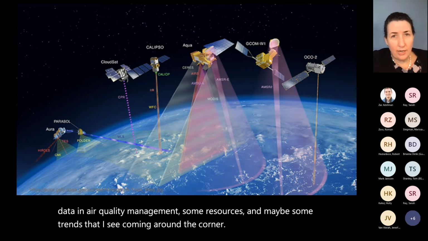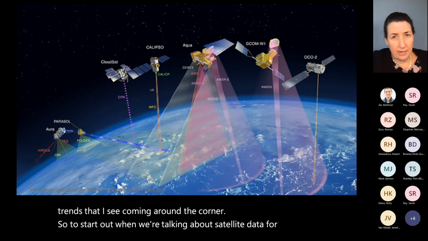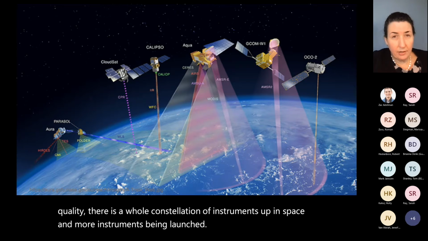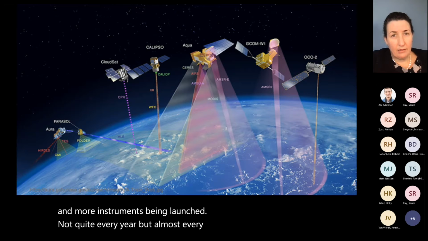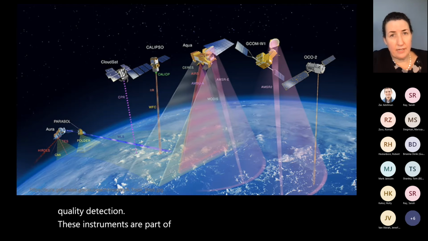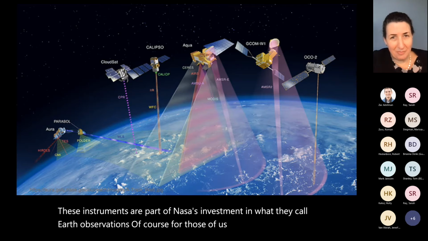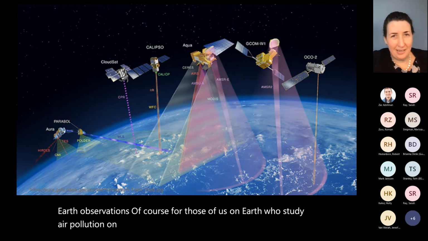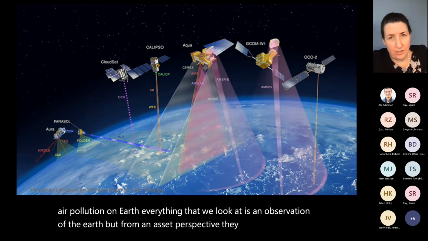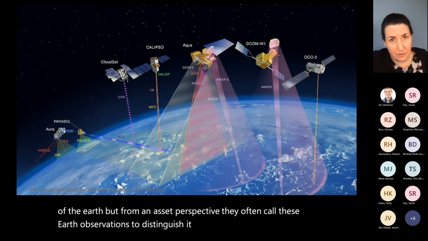So to start out, when we're talking about satellite data for air quality, there is a whole constellation of instruments up in space, and more instruments being launched, not quite every year, but almost every year, that are relevant to air quality detection. These instruments are part of NASA's investment in what they call Earth observations. Of course, for those of us who study air pollution on Earth, everything that we look at is an observation of the Earth. But from a NASA perspective, they often call these Earth observations to distinguish them from observations of Jupiter.